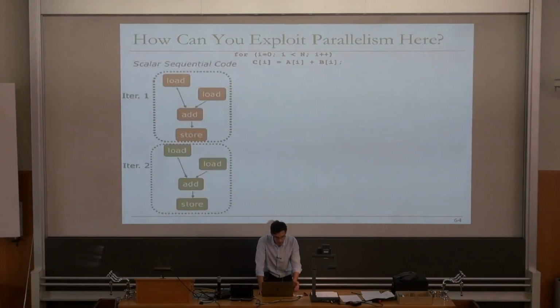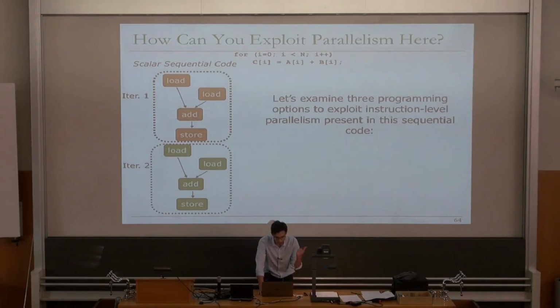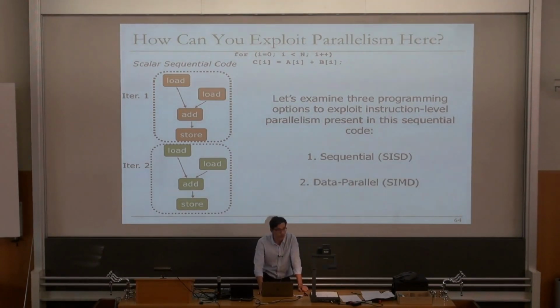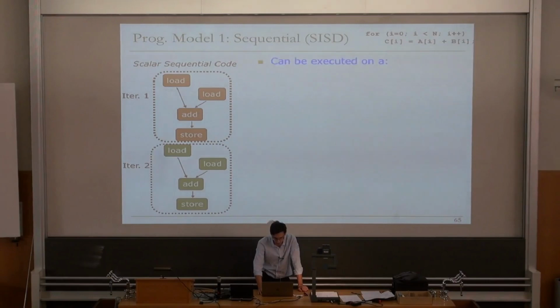Now let's go back to the code. How are we going to exploit parallelism here in this vectorizable code that we have been discussing over the course of this lecture? Well, one way is simply sequential execution, or we can go for a data parallel machine like a SIMD processor, or maybe some multi-threaded or multi-core machine, for example MIMD type of processors, or SPMD. Let's start with the sequential thing.